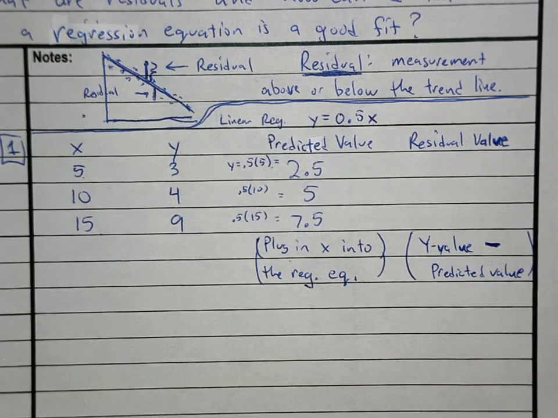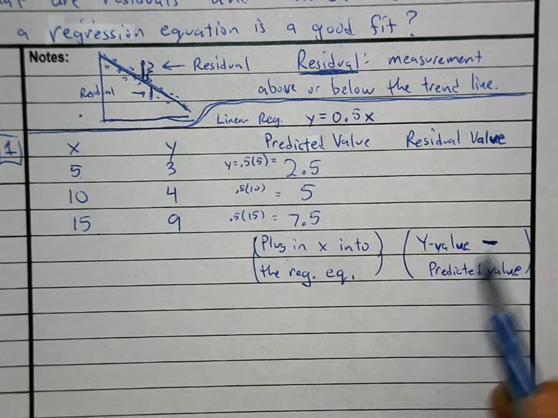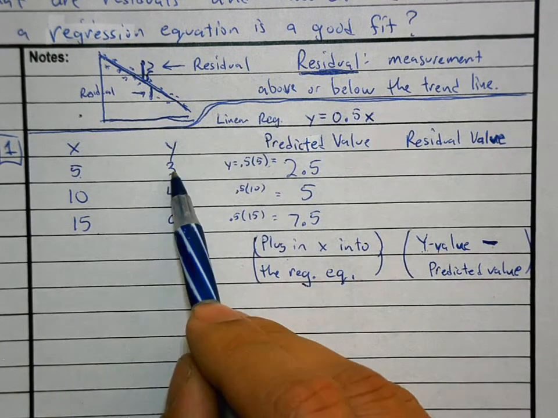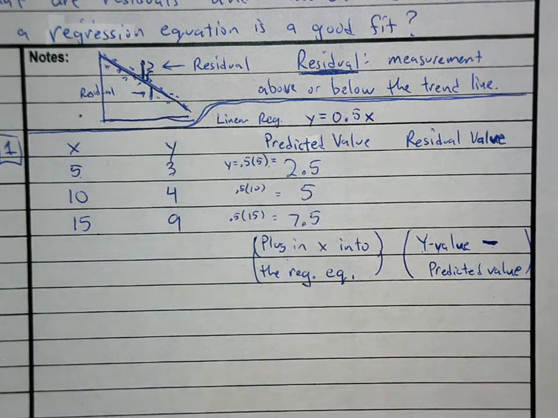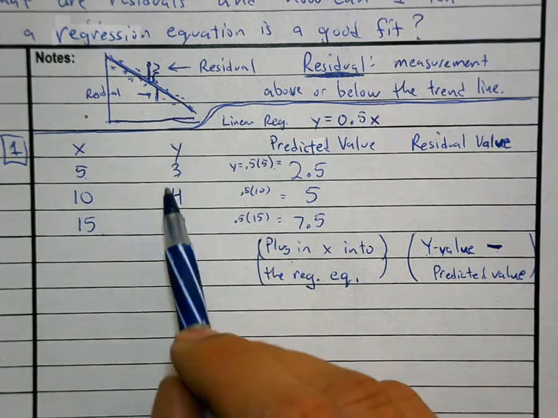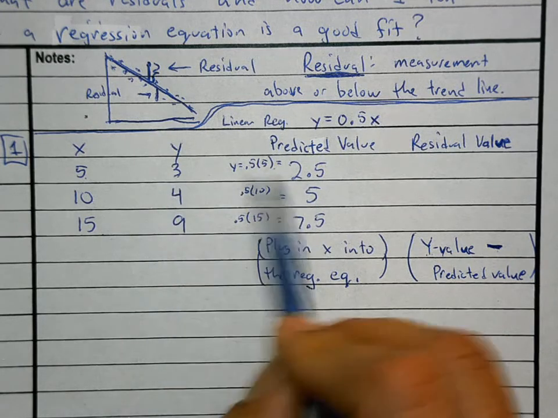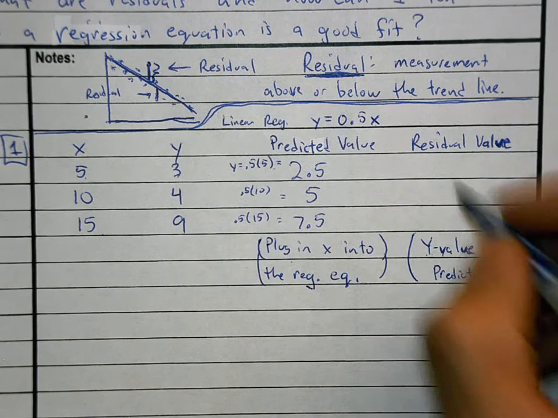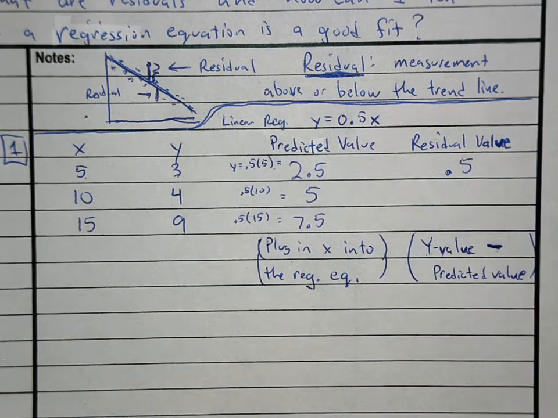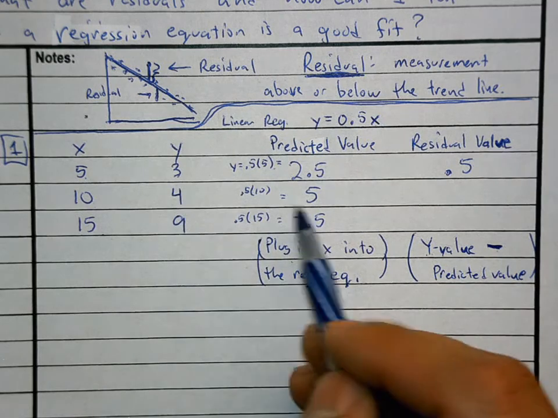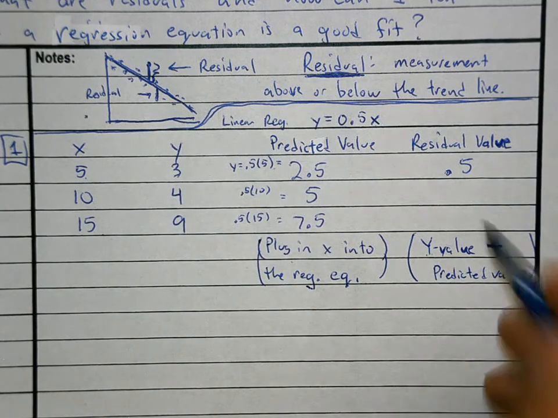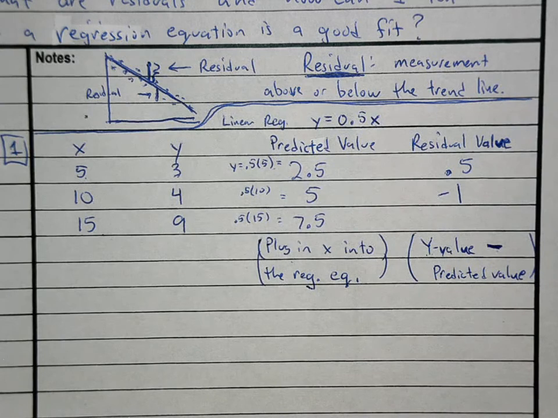Okay, so I'm doing the y value subtracted by the predicted value. I always do the y value first, subtracted by the predicted value. Do you know what 3 minus 2.5 is? 0.5. That is correct. Do you know what 4 minus 5 is? -1. You do. It is possible to have negative residuals. What does that mean? It means it's below that trend line.